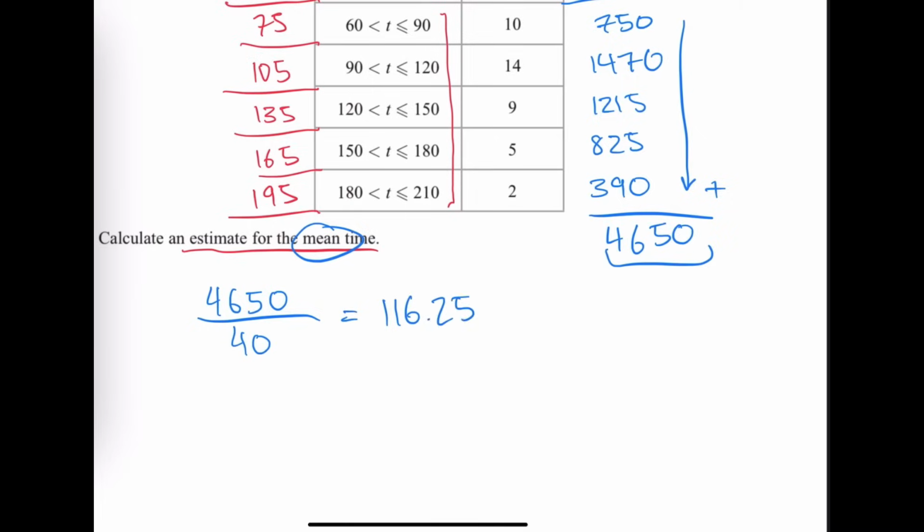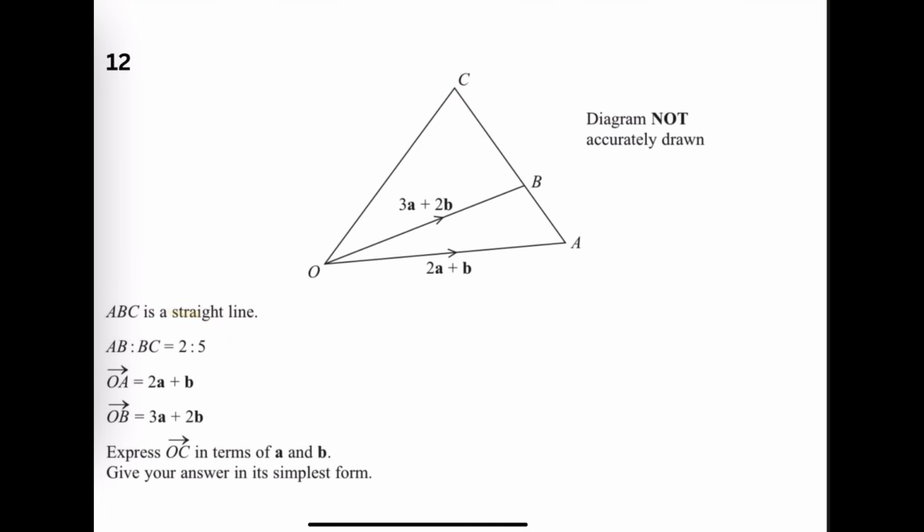Question 12. ABC is a straight line. AB to BC is the same as the ratio 2 to 5.